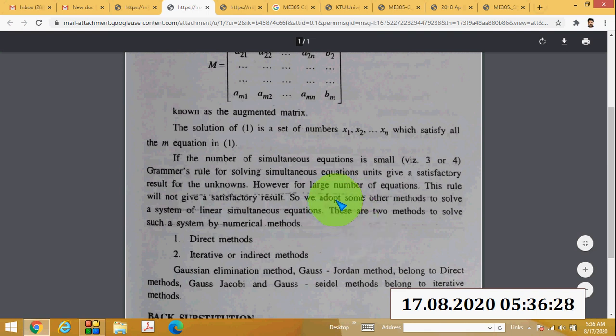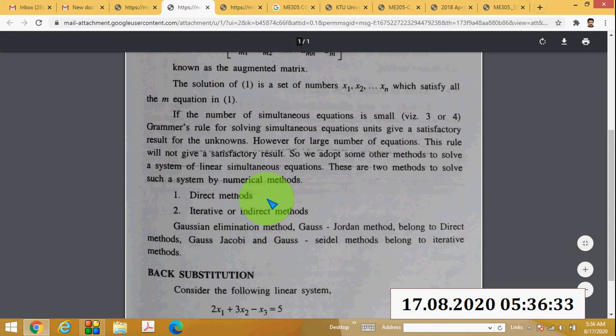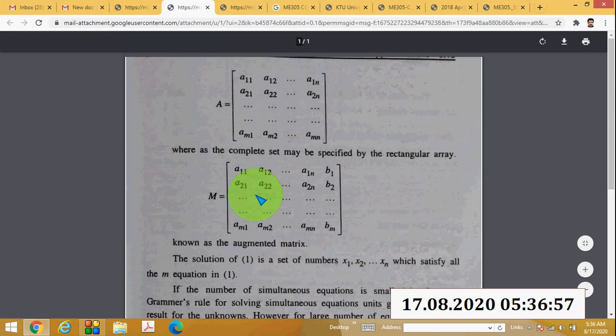For solving this system of equations, there are two methods: one is the direct method and the second is the indirect method. The Gauss elimination method and Gauss-Jordan method belong to the direct methods, and the Gauss-Jacobi and Gauss-Seidel methods are iterative methods. I hope the steps are clear.